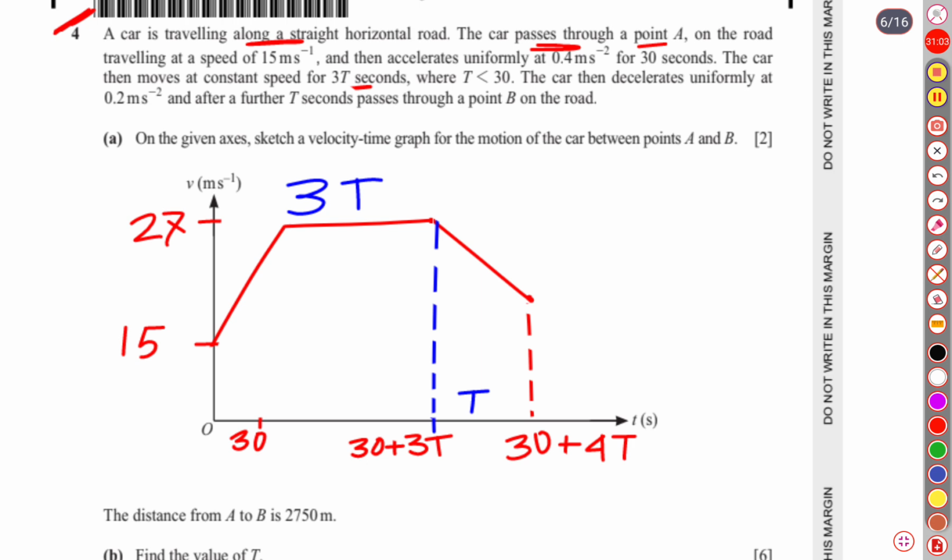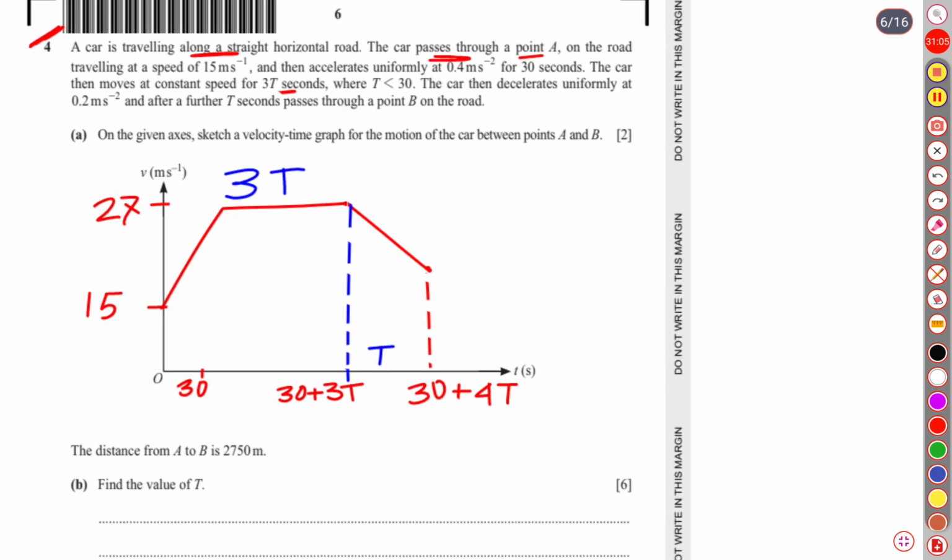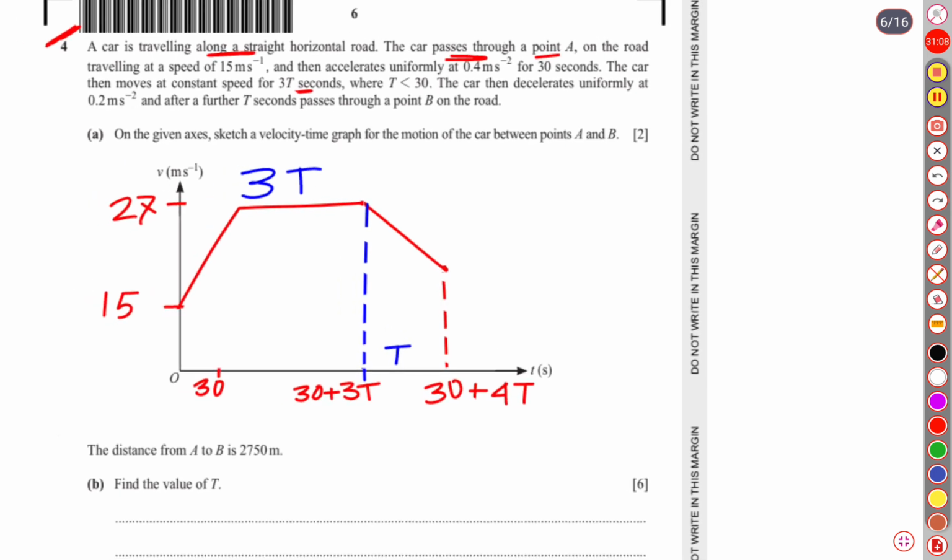Then let's see what part B says. Question B says the distance from A to B is 2750 meters. Find the value of t. So we know the distance is the sum of the areas traveled by the particle or cyclist or car, whatever. Then we will have to find the area of the other parts. There are actually three parts, so let us draw the other part over here.